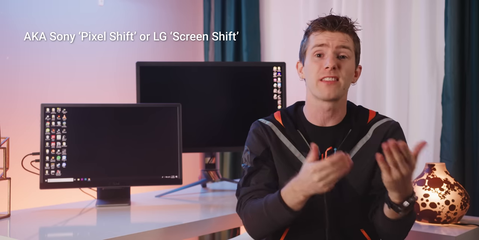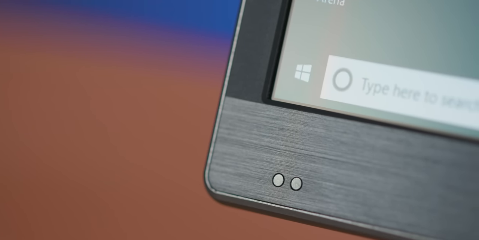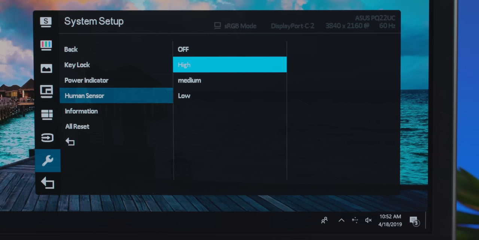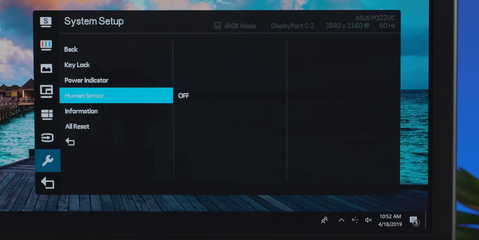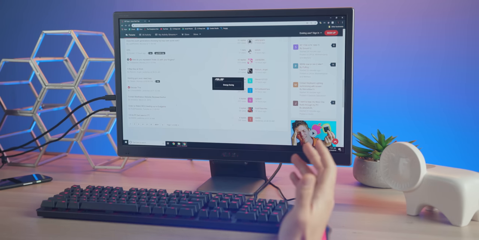No. The PQ22U actually uses fundamentally the same countermeasures that OLED TVs have been using for years, like shifting the whole image over by a few pixels when it detects static content, or simply dimming the screen, which this one does with the help of a human sensor right over there. Now that is supposed to detect whether the monitor is actively being used by looking for someone sitting in front of it. But honestly, I ended up turning it off completely because I guess it was registering me as a lizard person or something, and turning the screen off when I was in the middle of doing something extremely annoying.